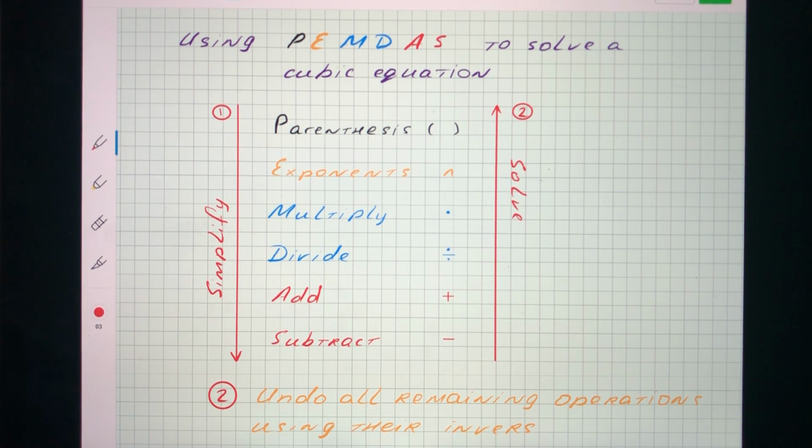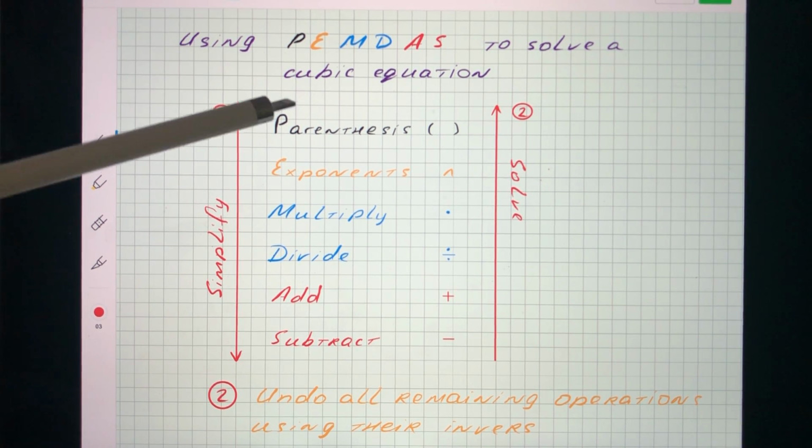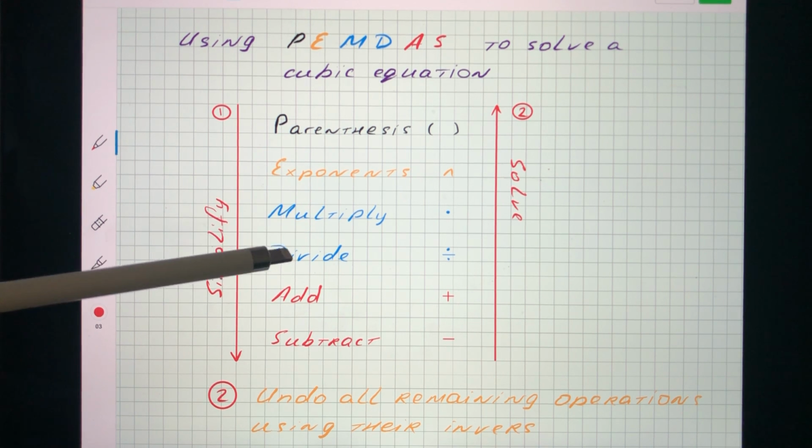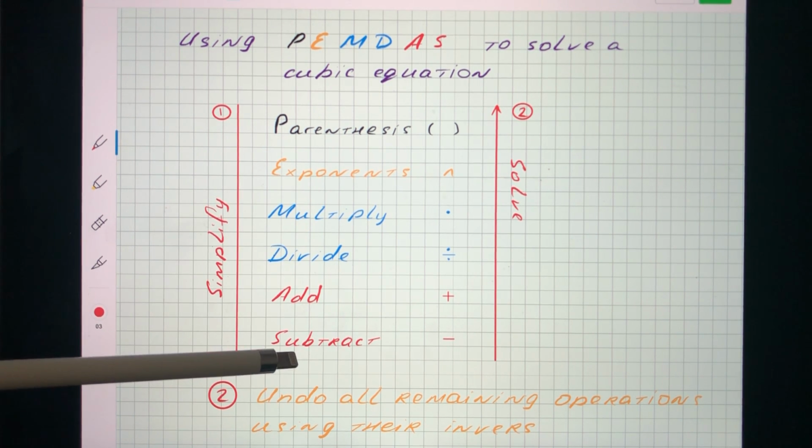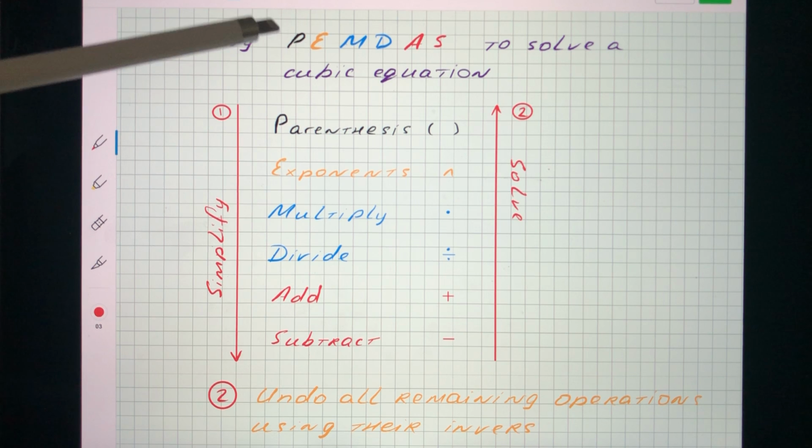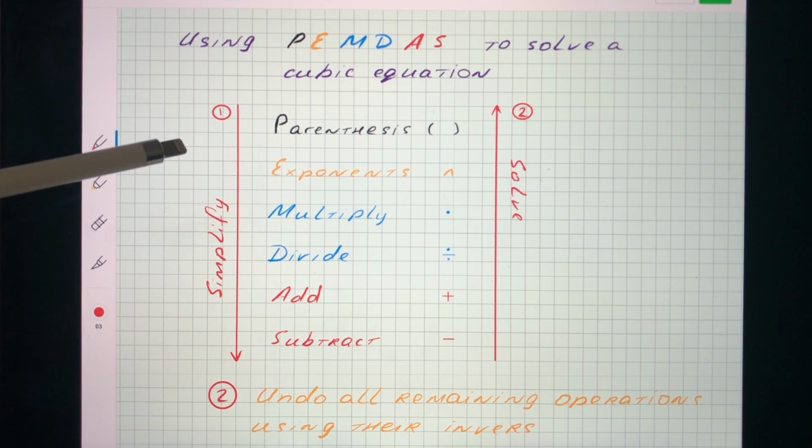In this video, let us talk about how to use the order of operations, which is PEMDAS, which stands for parentheses, exponents, multiplication, division, addition, subtraction. How to use this PEMDAS to solve a cubic. So far we have solved a linear equation, we have solved a quadratic. Now let us use this principle to solve a simplified cubic equation.